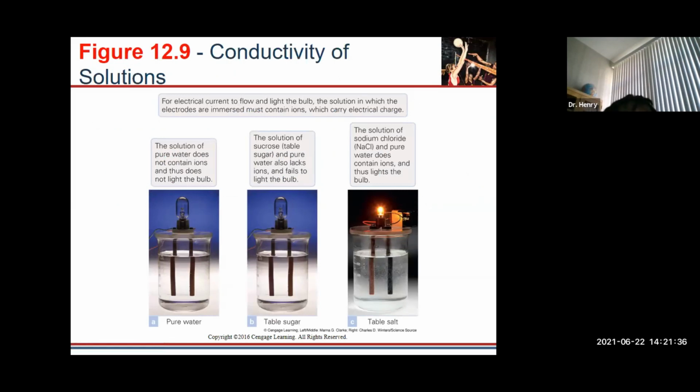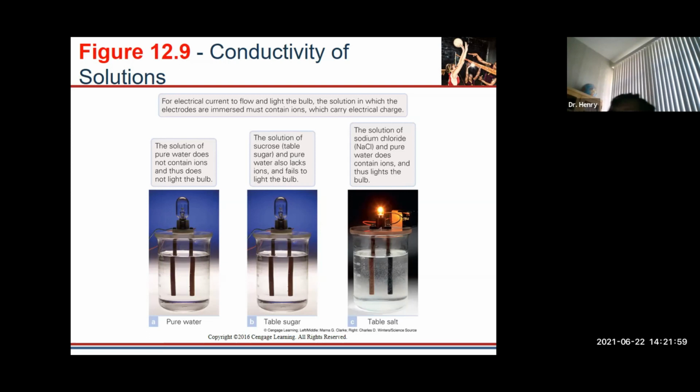Now, covalent compounds don't conduct electricity. So water, here we have water, is not able to conduct electricity. We have sugar, this is sugar and water, not able to conduct electricity. This here is salt and water. It's able to conduct electricity because of those ions in solution.